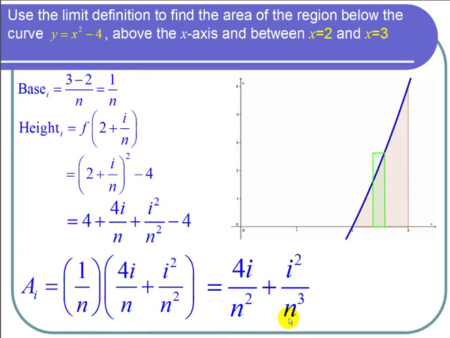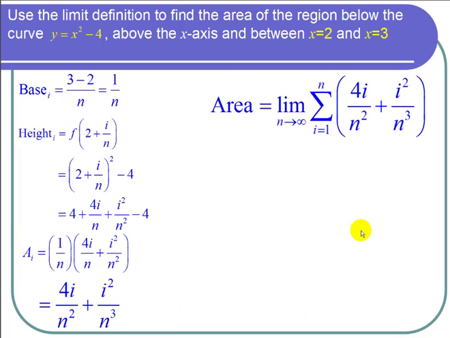And then what we want to do is get the full area. So now we use the limit definition and say that the full area is equal to the limit as the number of rectangles goes to infinity of the sum, we add up all the areas from i equals 1 to n, of 4i over n squared plus i squared over n cubed.